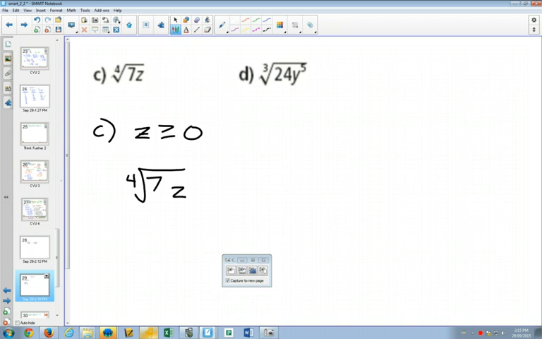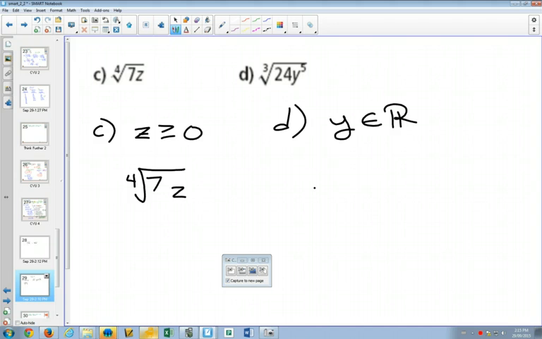If you're going to simplify the variable, the only way that you could take a variable out in front is if you had 4 of them, and we only have 1 of them. So it's already simplified. So this one is done. And for D, first of all, because it's a cube root, it's always defined.